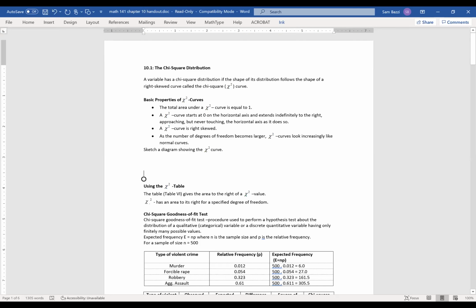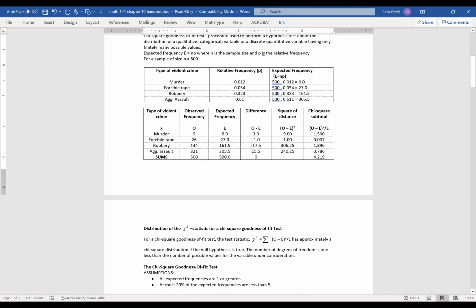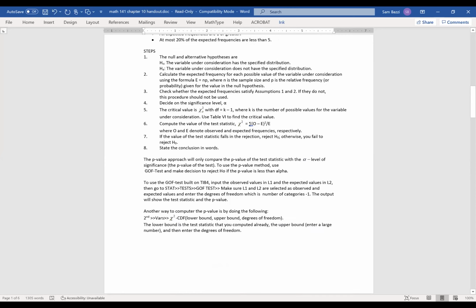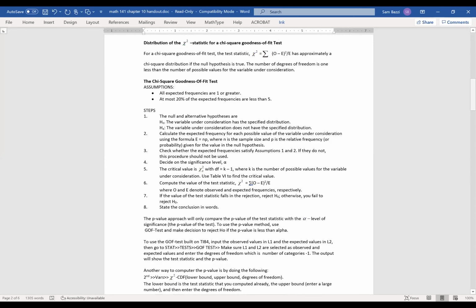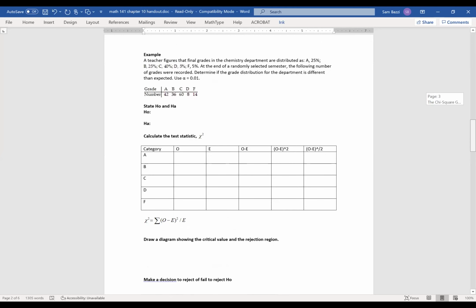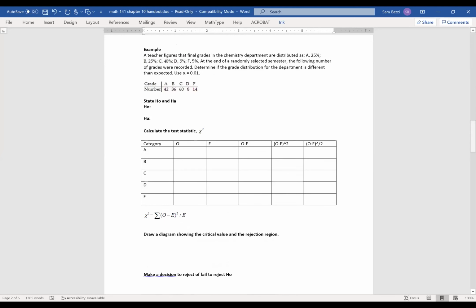It's not allowing me to do ink here. Anyway, okay. So we're going to do an exercise here for the goodness of fit test. It's right here. This is the example, guys, and you're going to learn every single bit of the test through this example.